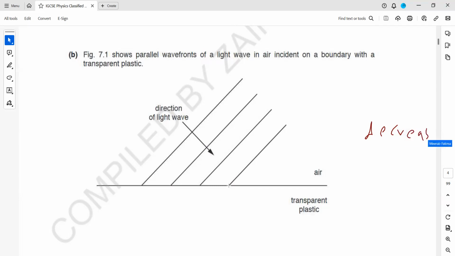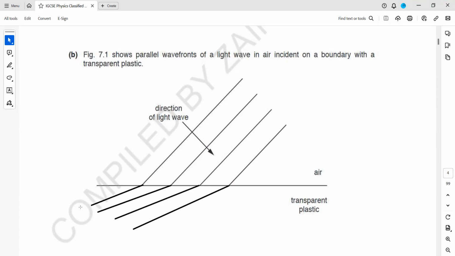So as the speed of light decreases, if this is a wavefront and it was traveling at the same speed, then that's how we should draw. But because it is traveling slower, it should lag behind. So as the speed of light has decreased, it lags behind. This is how we should draw. If the speed was increasing, then we would draw the other way, like we would extend.